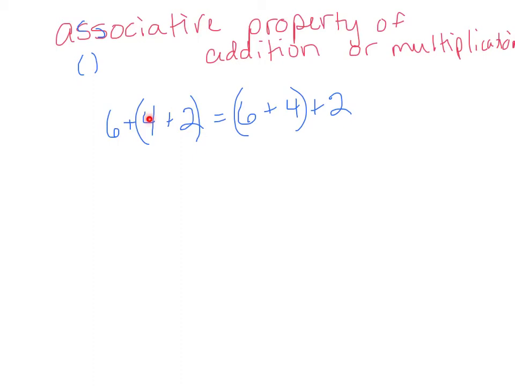So the associative property allows you to move those parentheses around, but again, only if it's all addition or only if it's all multiplication. So you could see that this would be equal. If you did 4 plus 2, you get 6. If you did 6 plus 4, you get 10. 6 plus 6 is 12, and 10 plus 2 is 12.